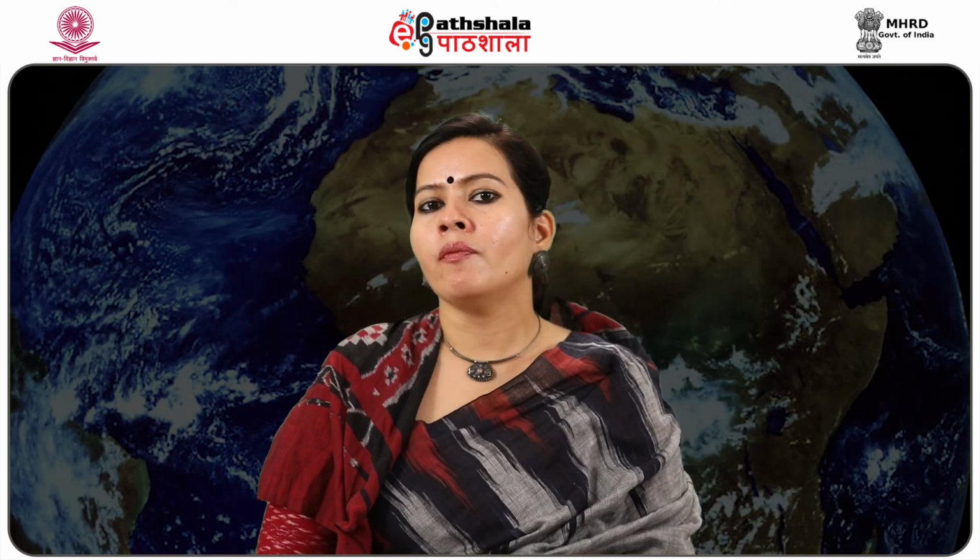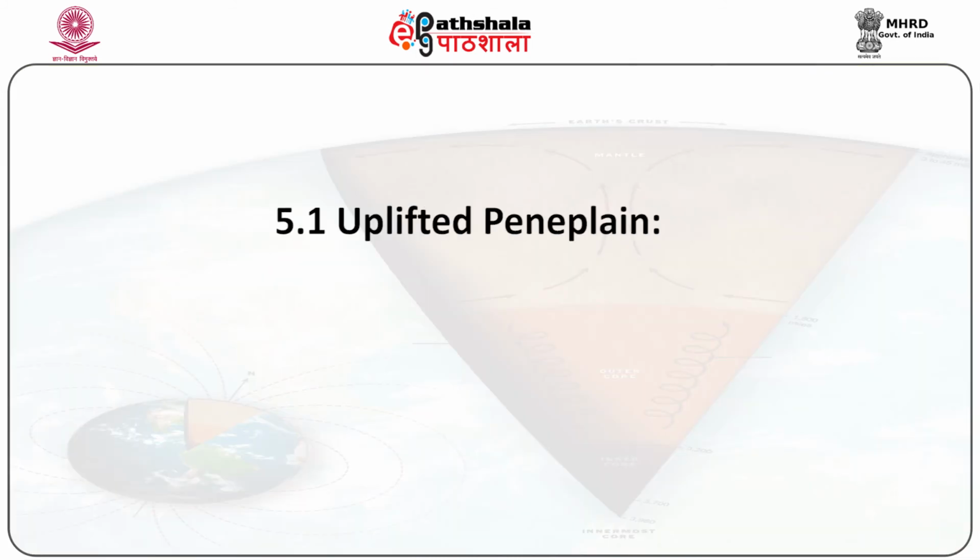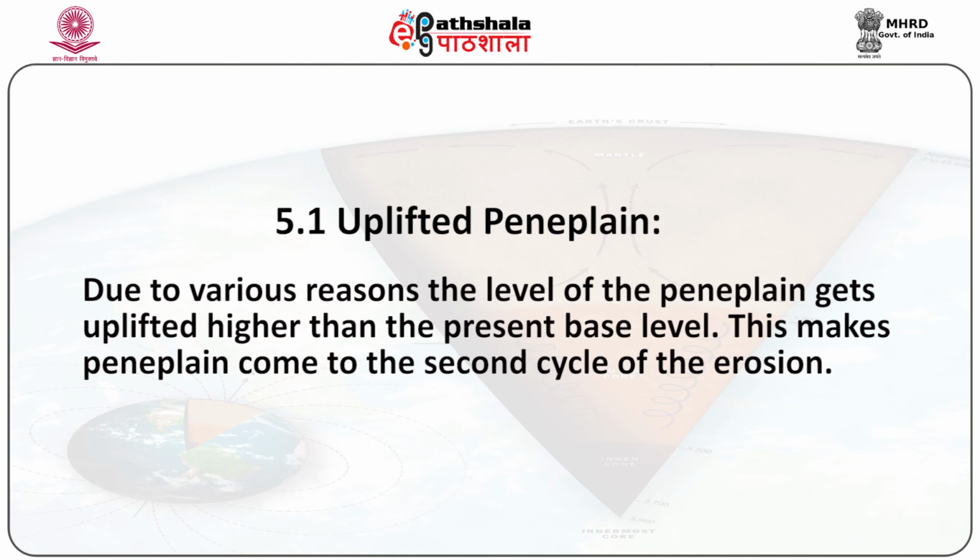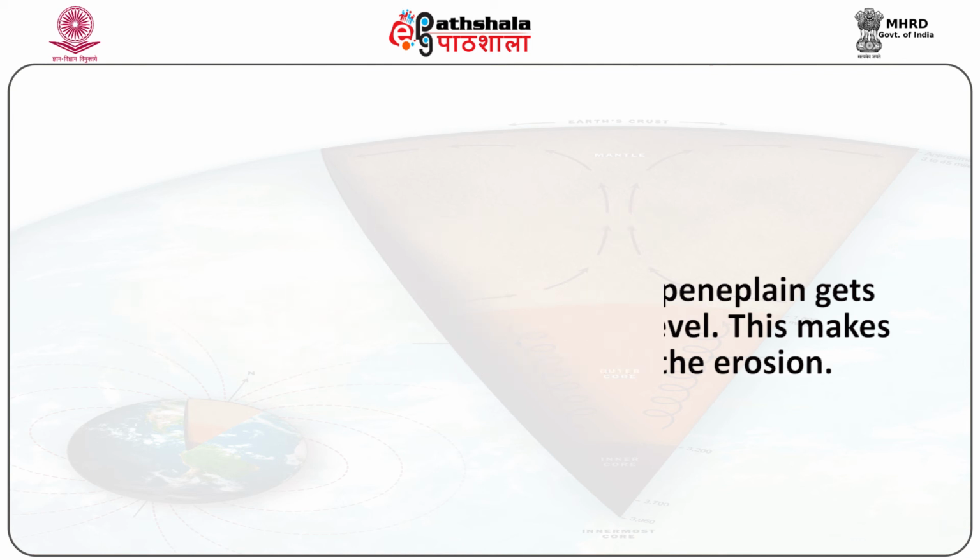Now we will talk about rejuvenated landforms. First is uplifted peneplain. Due to various reasons, the level of the peneplain gets uplifted higher than the present base level. This makes the peneplain come to the second cycle of erosion.